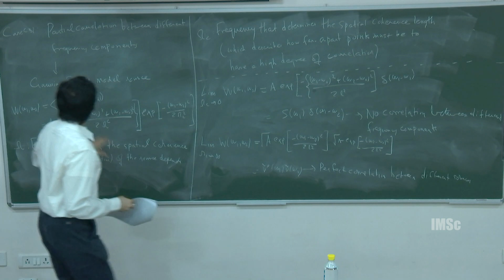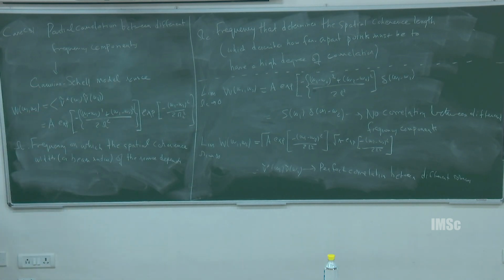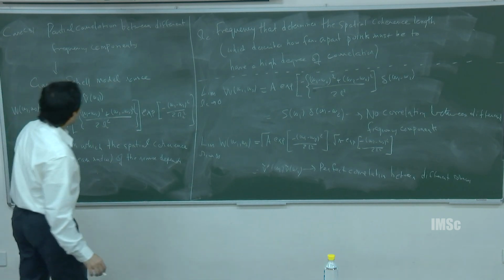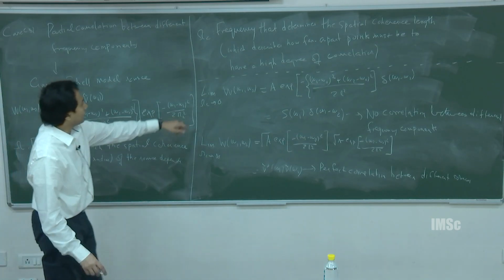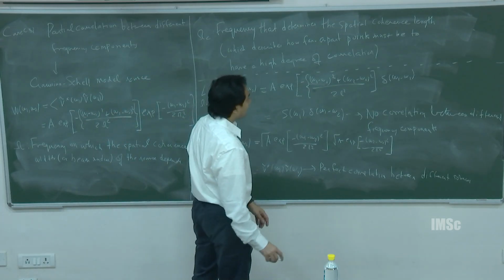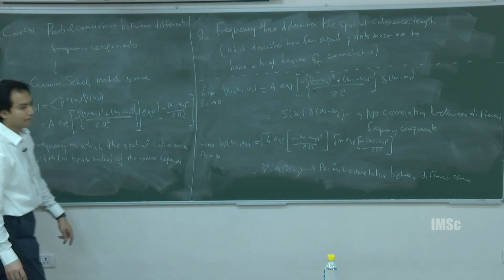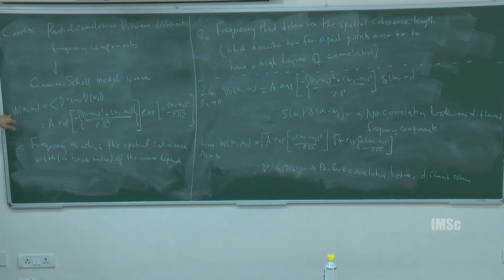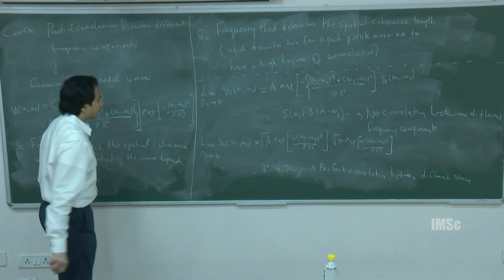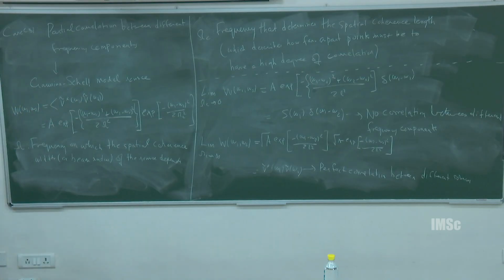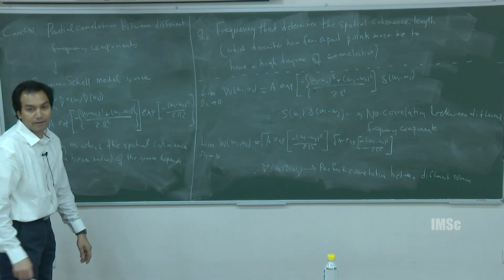So the Gaussian shell model source is the most general setting that corresponds to a partially coherent source, a source that produces a field that is partially coherent. And the cases of perfect correlation and no correlation are just the limiting forms of the Gaussian shell model source in the limit omega c approaching infinity and 0 respectively.